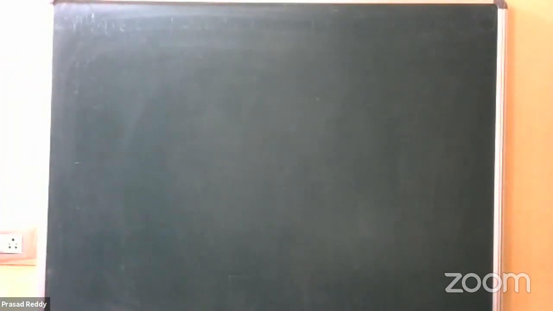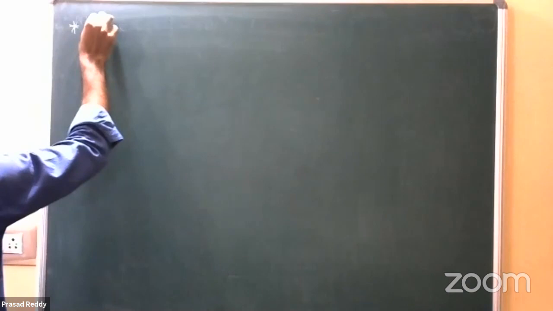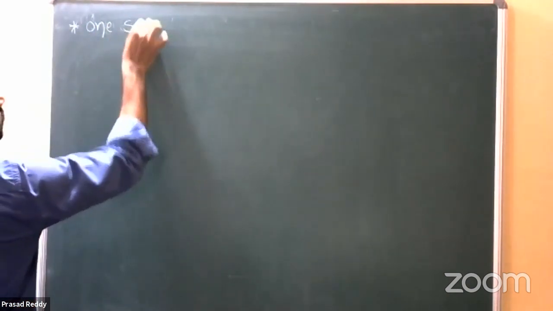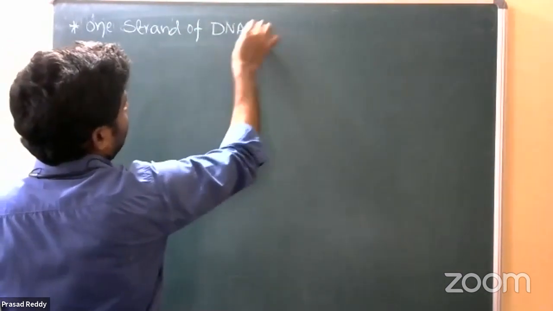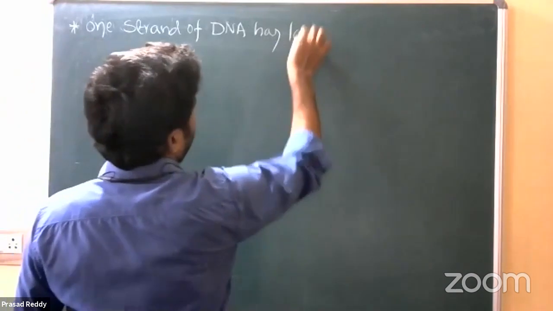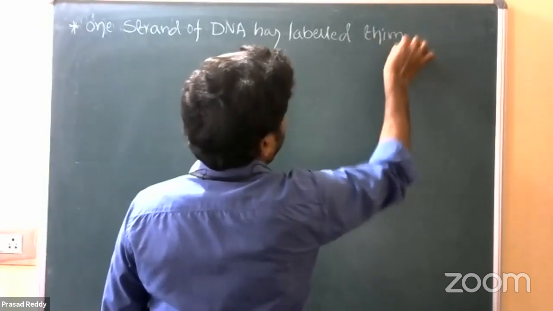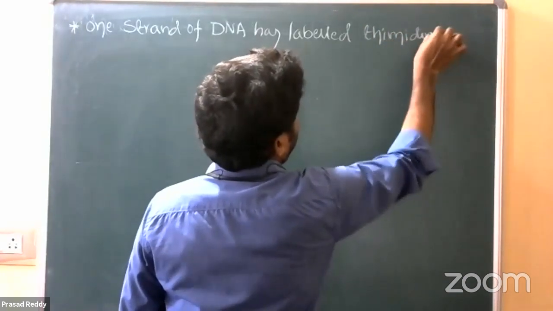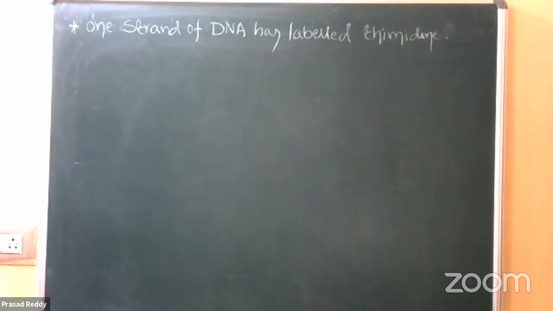One strand of a DNA has labeled thymidine. Labeled thymidine means radioactive thymidine. So in a double stranded DNA molecule, one strand of DNA has radioactive thymidine.